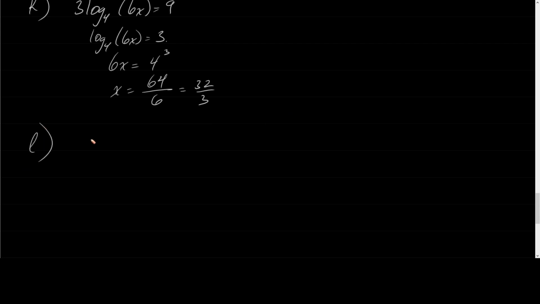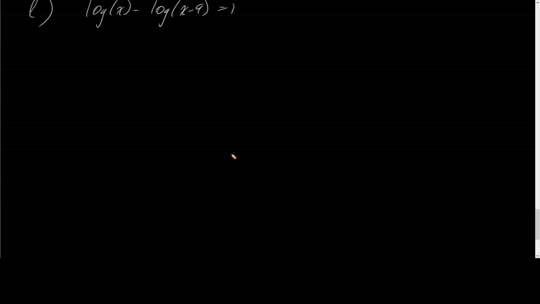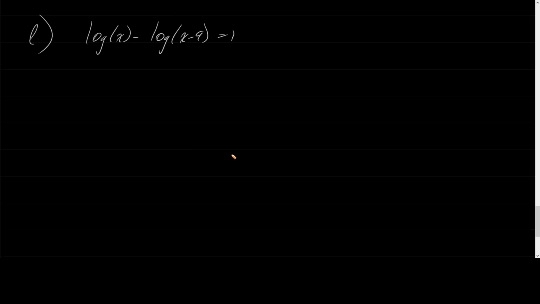So if I had something like log of x minus log of x minus 9 is equal to 1. All right. So in here, the very first thing I'm going to do is combine these two, right? So I'm going to say this is really just saying log of x over x minus 9 is equal to 1. This is just applying the rules of logs, right? Next thing, I'm going to exponentiate both sides with base 10, right? Because that's how we get rid of log. But I'm just going to write it as x over x minus 9 is equal to 10 to the 1. Now 10 to the 1 is just 10.